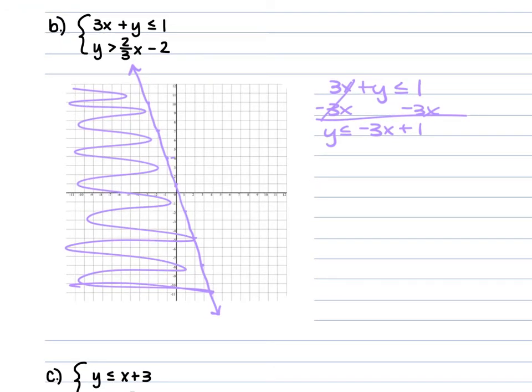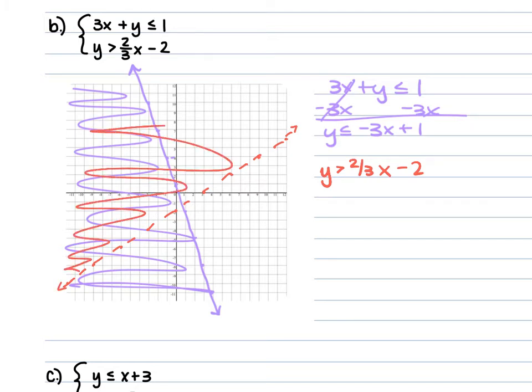For our next line, we have y is greater than 2/3 x minus 2. So negative 2 on the y-axis. And then we're going to go up 2 to the right 3. And then remember, this is a dashed or dotted line because it is not equal to. And then greater than, so we are going to shade above.